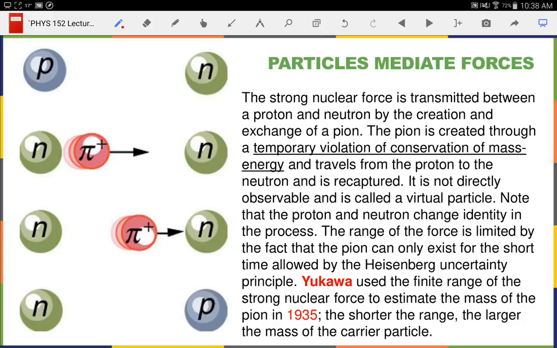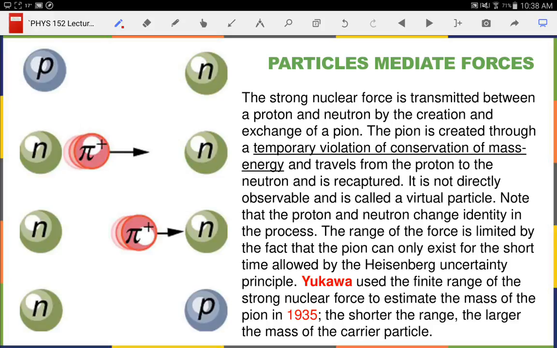Hideki Yukawa, in 1931, was studying this idea that particles mediate forces, and he said, okay, the electromagnetic force isn't the only force out there. There's also the strong nuclear force. So he did some calculations based on the range of the strong nuclear force to calculate how far apart the particles could be if you're still going to have a strong nuclear force, and thus how much time a particle could live to go from one nucleon to another. And it was, of course, a very short time.